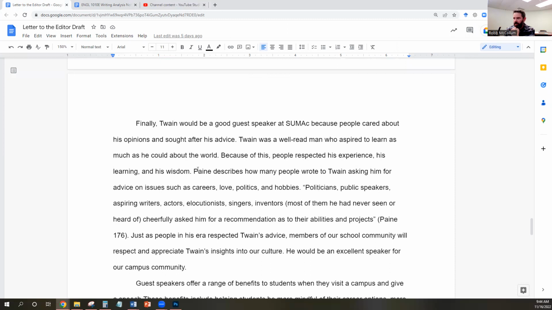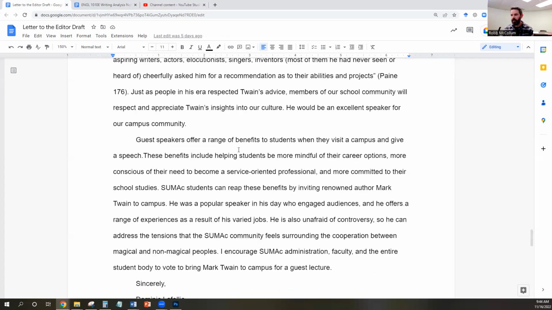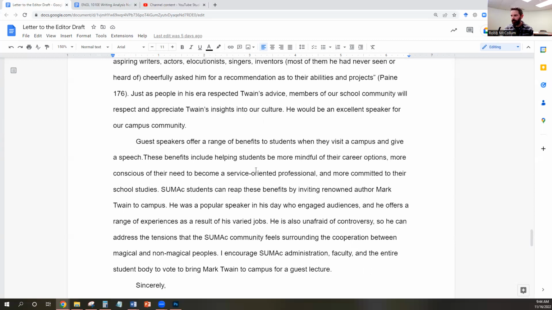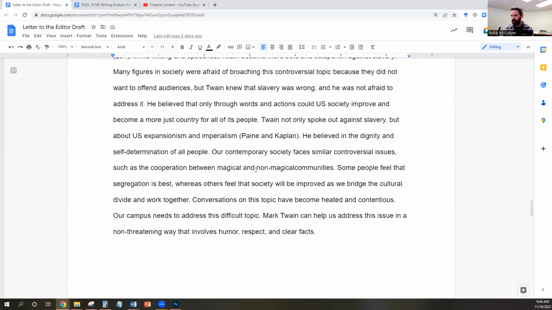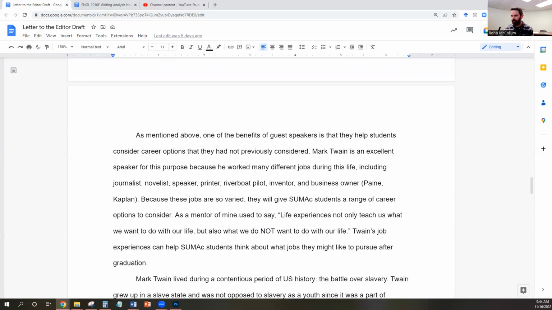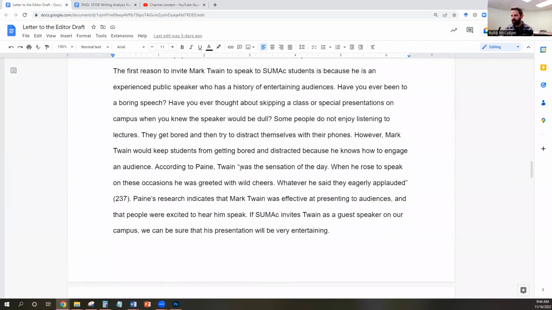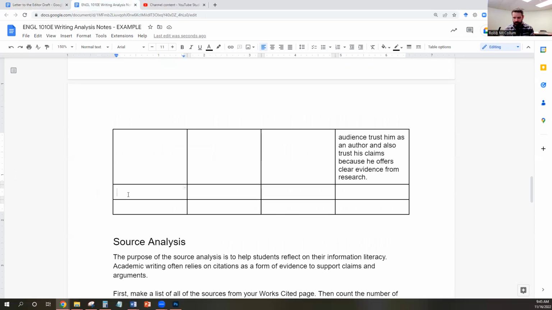Okay, so the argument that we want to make is that Mark Twain is a good speaker and he'll engage the audience. And that, I guess, was in further, oh, right here. According to Payne, Twain was the sensation of the day. When he rose to speak on these occasions, he was greeted with wild cheers. Whatever he said, they eagerly applauded. And I think that this is what I would describe as an anecdote, a short story.